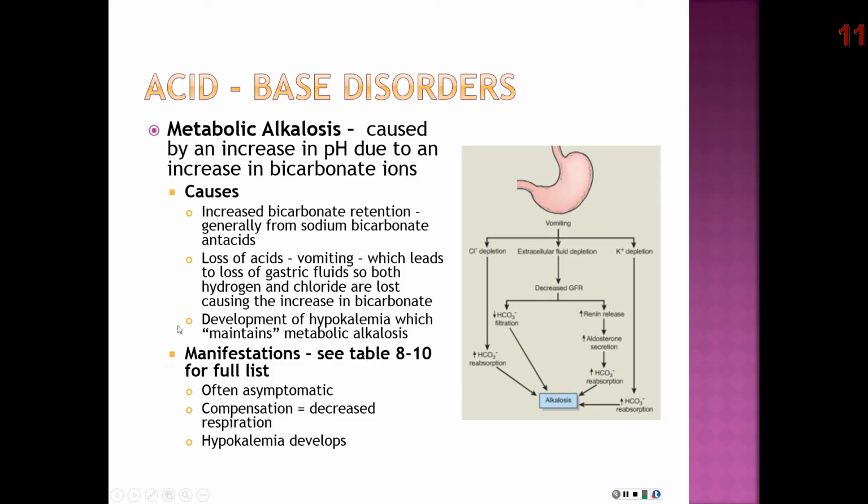Hypokalemia is something that can help maintain a metabolic alkalotic state, because we have to move potassium and hydrogen, start making exchanges. When I say maintains, it's like if you're in a metabolic state and you want to come back to normal, hypokalemia can actually prevent that from occurring. Once again, it's the same list, table 8.10. The right-hand side of the column gives the manifestations. In some cases, unless it comes on rapidly and is extreme, it can be somewhat asymptomatic.